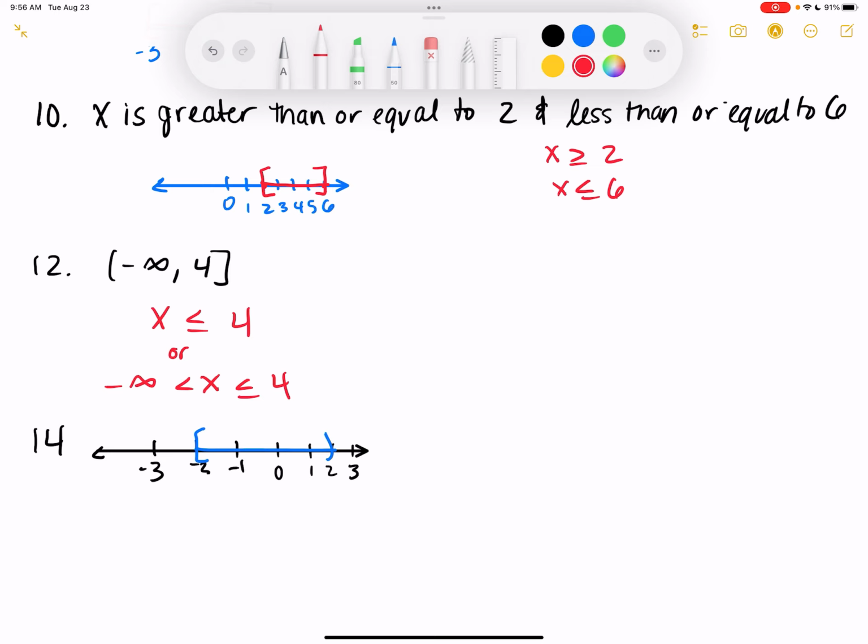Could you remind me the difference between the brackets and the parentheses again? So parentheses is just less than or just greater than. The bracket is the less than or equal to or greater than or equal to. Thank you. Good to know. I fixed it.